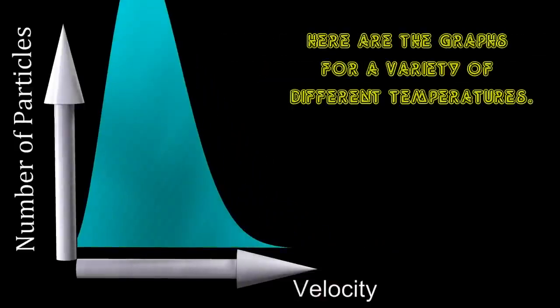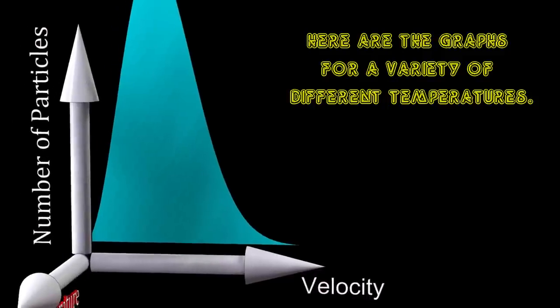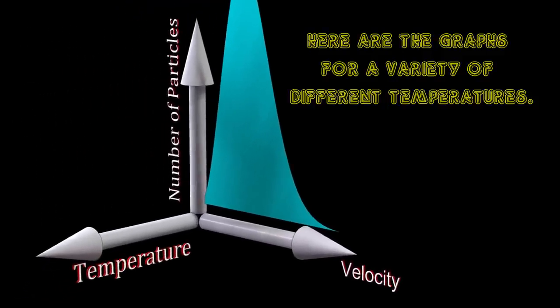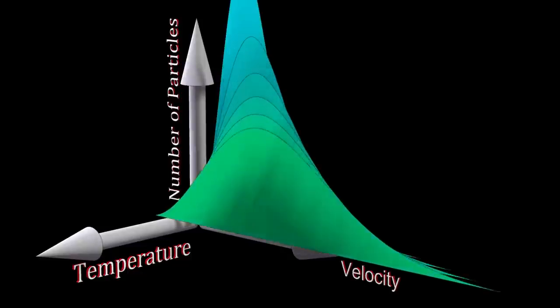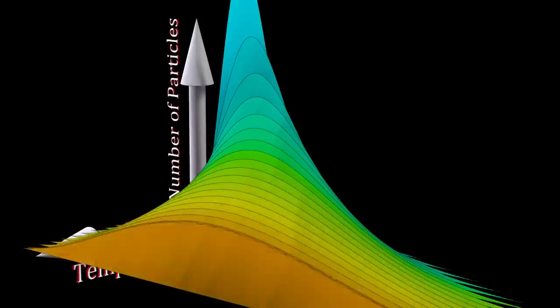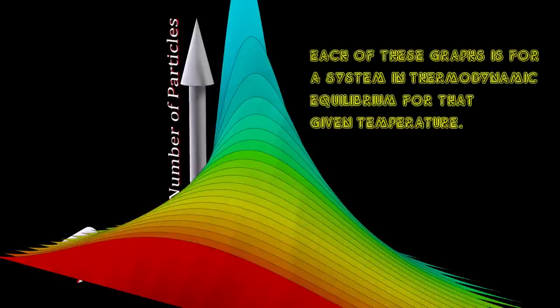Here are the graphs for a variety of different temperatures. Each of these graphs is for a system in thermodynamic equilibrium for that given temperature.